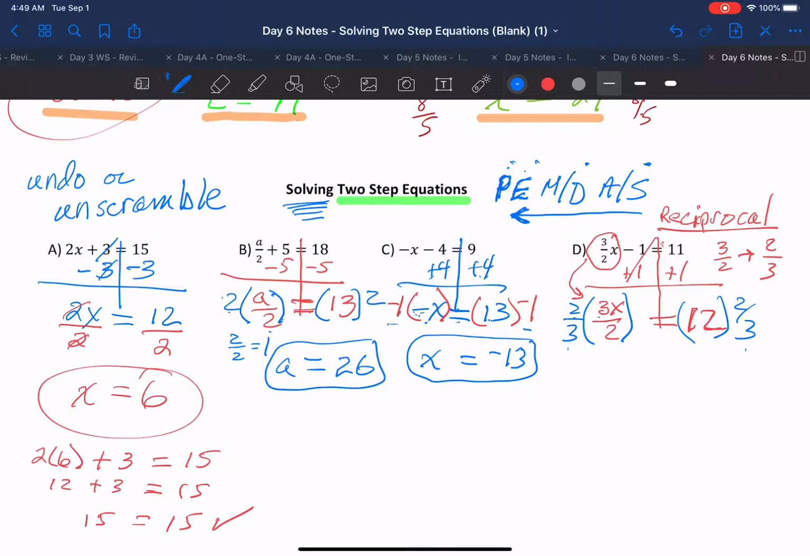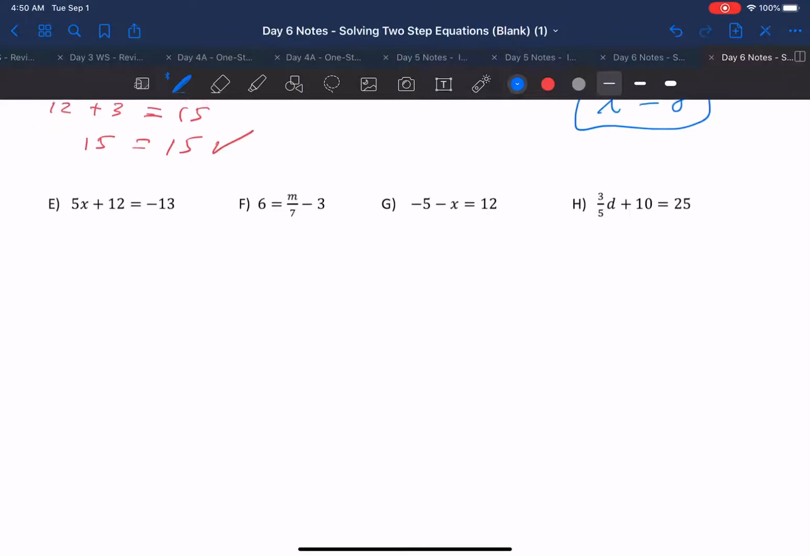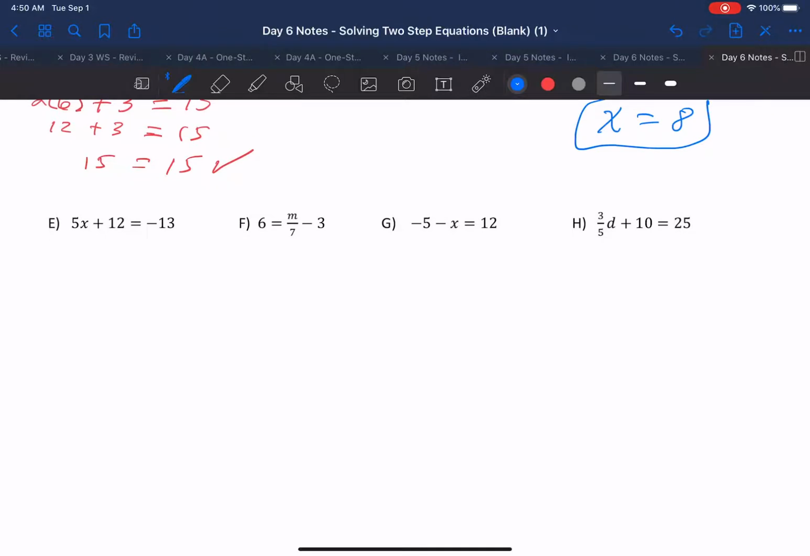So what is 2 times 3? It's 6. And what is 3 times 2? It's 6. And what is 6 over 6? It's equal to 1. So this whole thing becomes x equals 2 times 12 divided by 3. You see that? This 12 is like 12 over 1. 12 times 2 over 3 times 1. 3 times 1 is 3. So x equals 24 divided by 3. x equals 8. There's our solution.